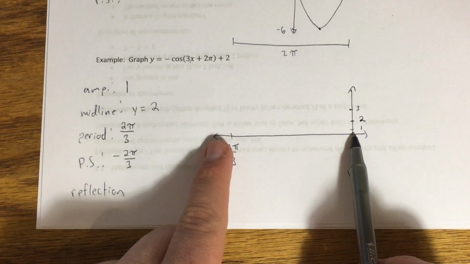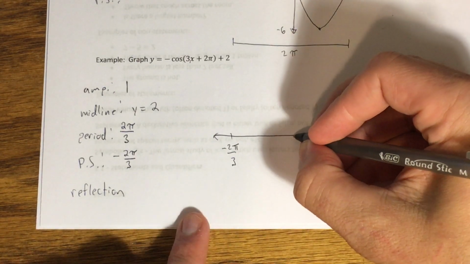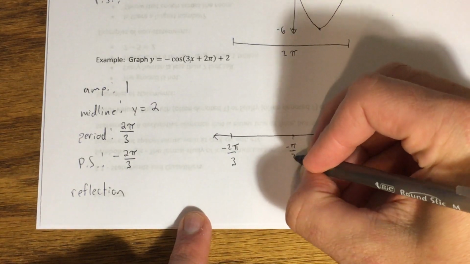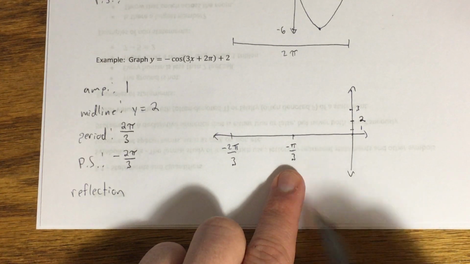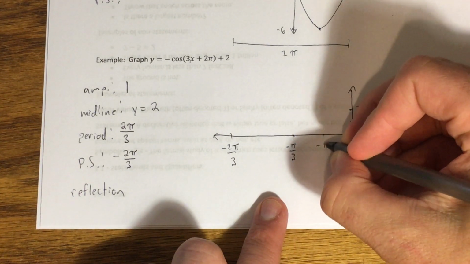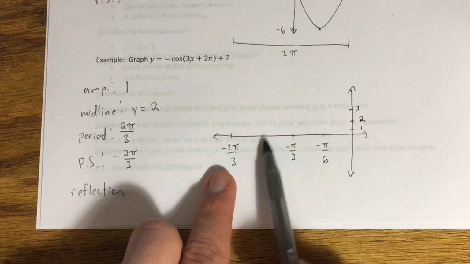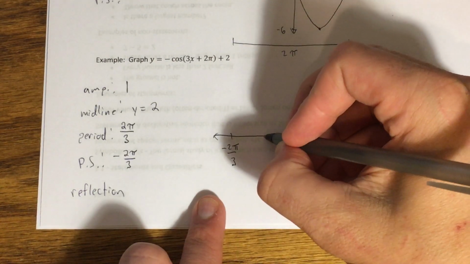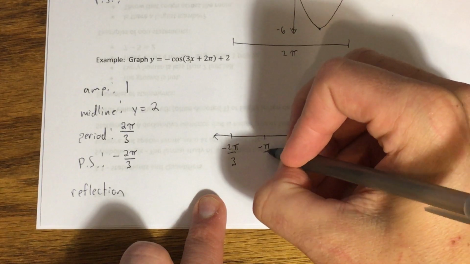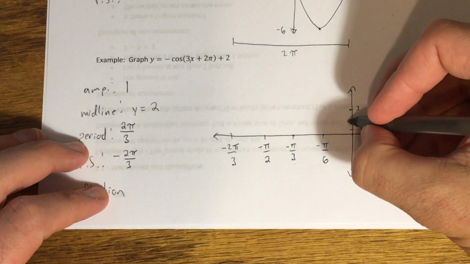Now, if I start averaging these, 0 plus -2 pi over 3 divided by 2 is -pi over 3. -pi over 3 plus 0 is -pi over 3 divided by 2 is -pi over 6. And then to get this midpoint here, -pi over 3 plus -2 pi over 3 is -3 pi over 3, or -pi. Divide that by 2, I get -pi over 2. Okay? And then midline is there.